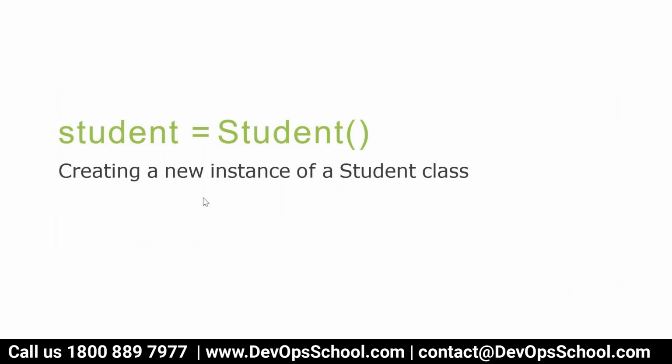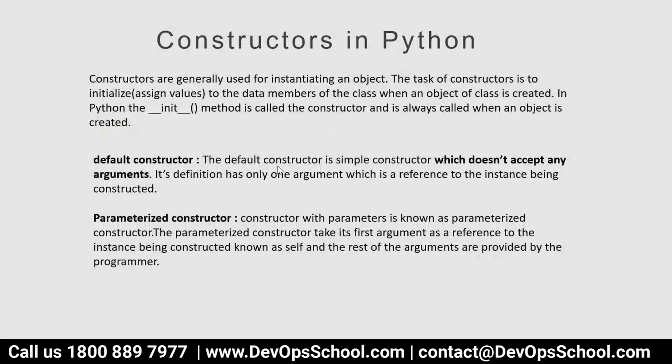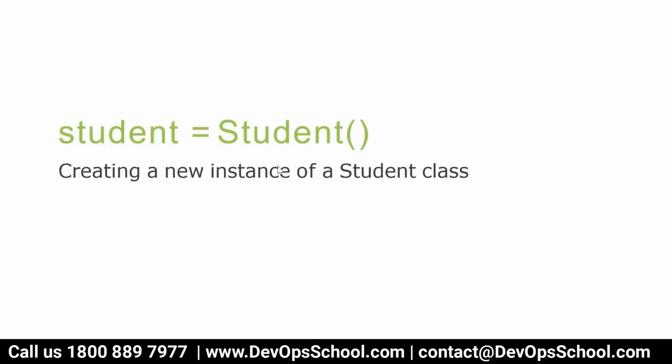So here student is one object from the class which is called Student, with a capital S. So that is something which you can do. You can create multiple objects, student 1, student 2, student 3, student 4, whatever you want. Here there is a concept you need to know, the constructor. This is a very important concept to understand the class concept. Constructors are generally used for instantiating an object. So here there is one student object which is instantiating the class called Student, which is in caps.